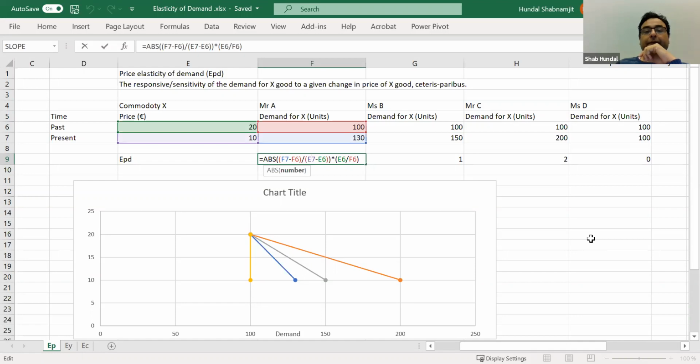And you can see here that F7 minus F6 shows the change in demand, divided by E7 minus E6, the change in the price of X. Bracket closes, multiply by the original price, divide by original demand. E6 represents the starting price, and F6 represents the original or the starting demand.